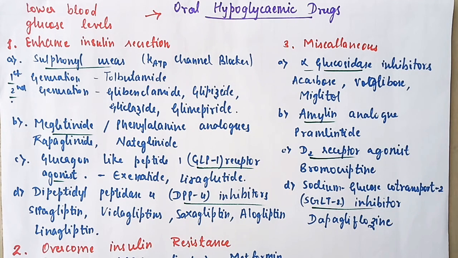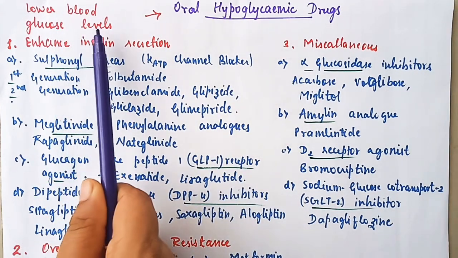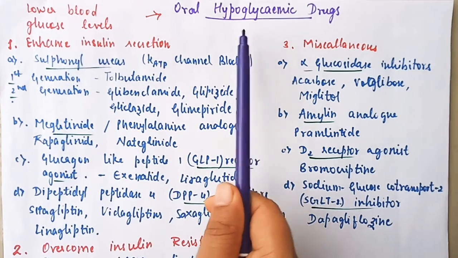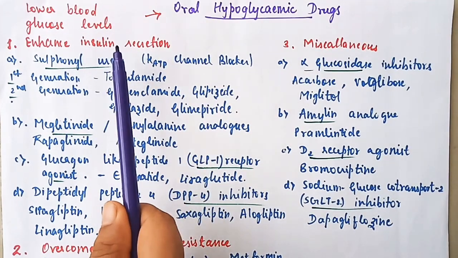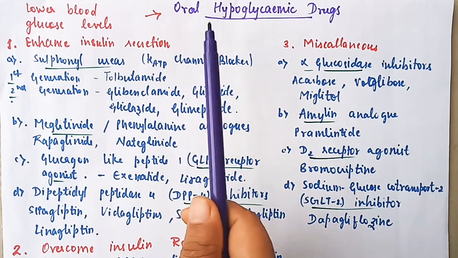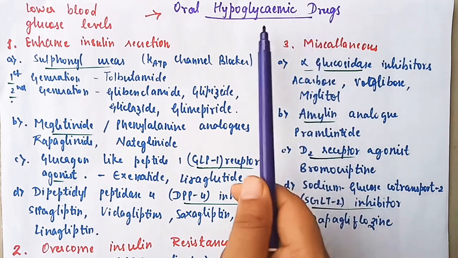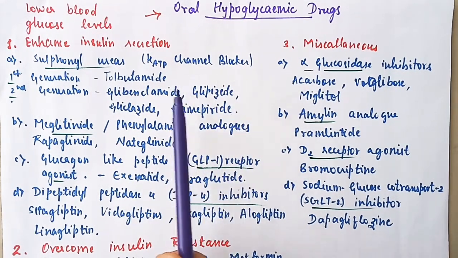So let's start oral hypoglycemic drugs. These are the drugs which reduce the increased blood sugar levels, that is increased blood glucose levels. You know, insulin is given for the treatment of diabetes mellitus. Insulin is an injectable drug, so we need oral hypoglycemic drugs taken orally. So oral hypoglycemic drugs are given. There is a detailed description as well as classification in this video.